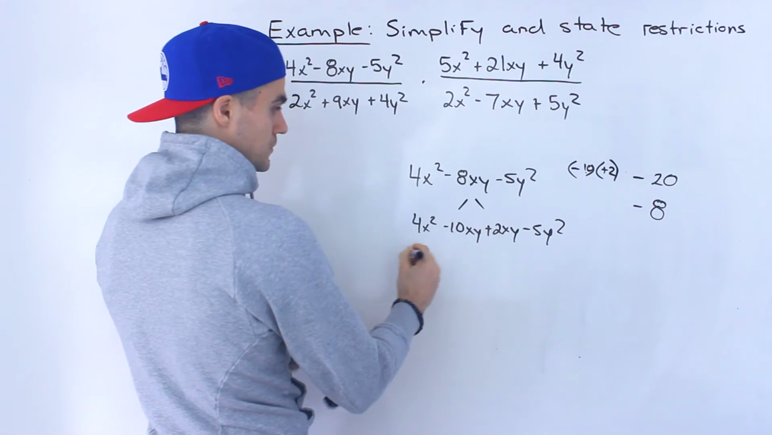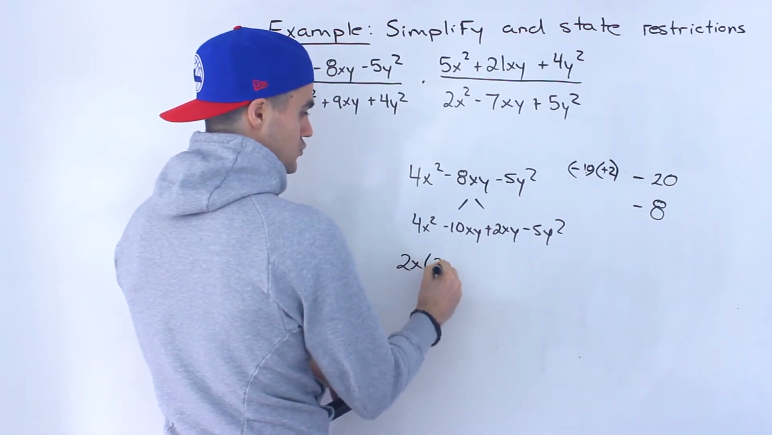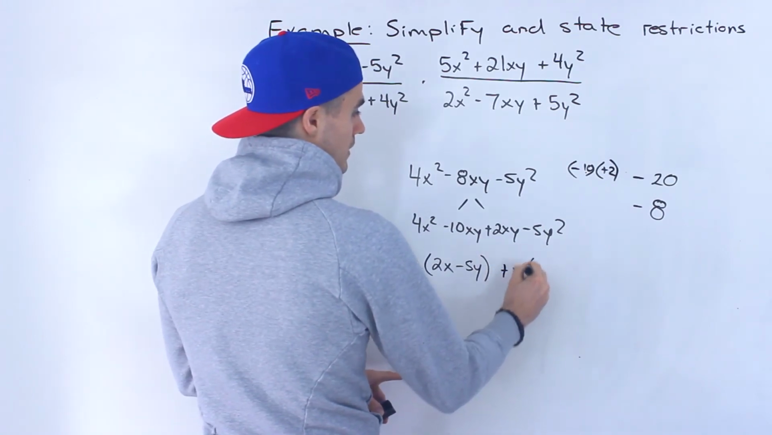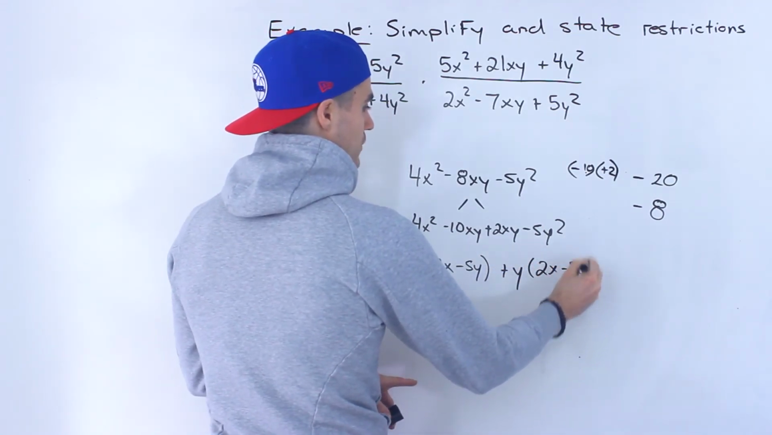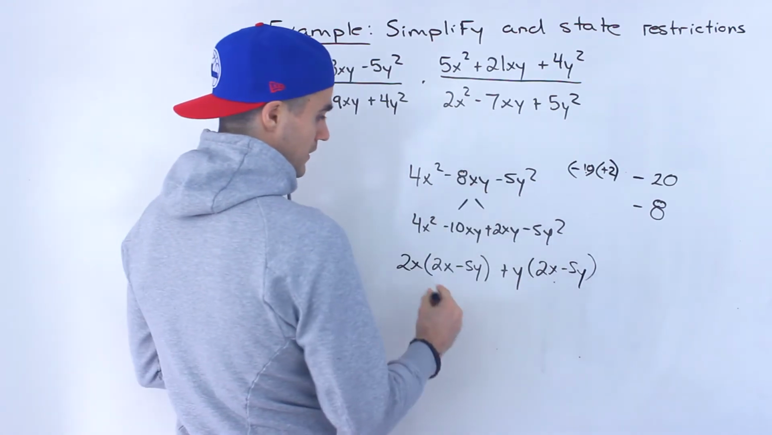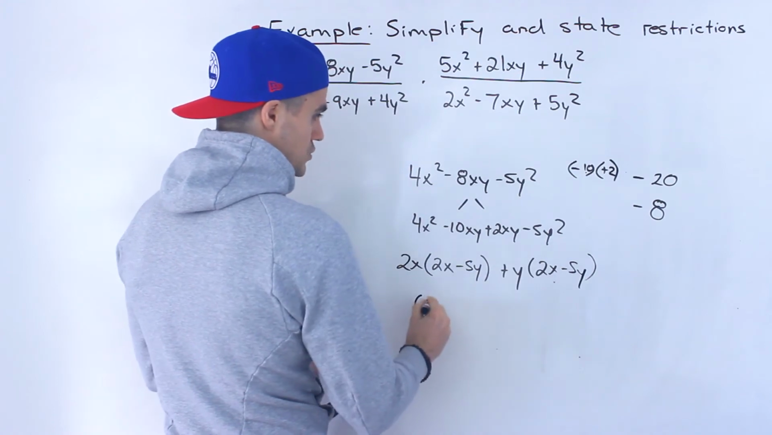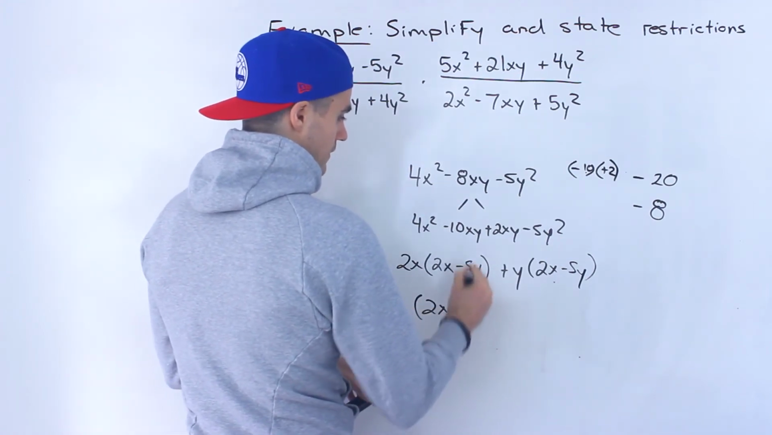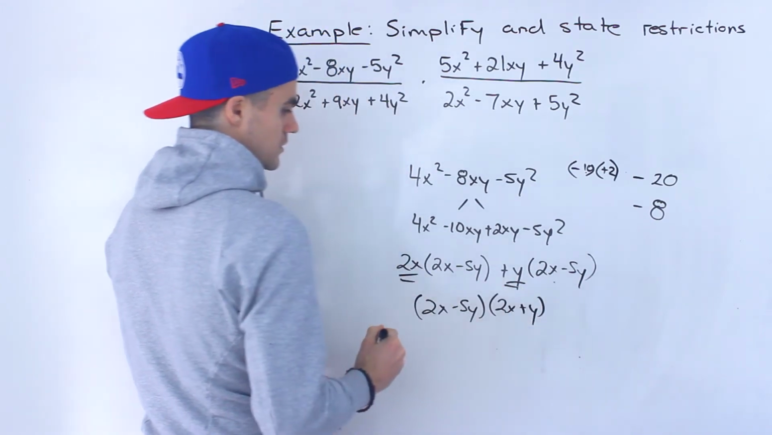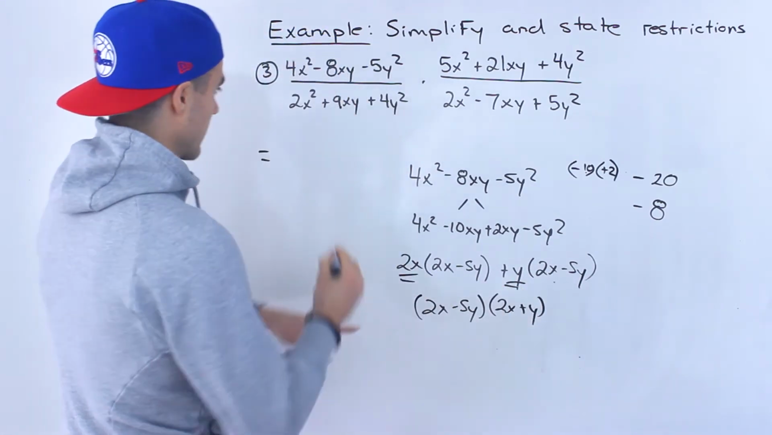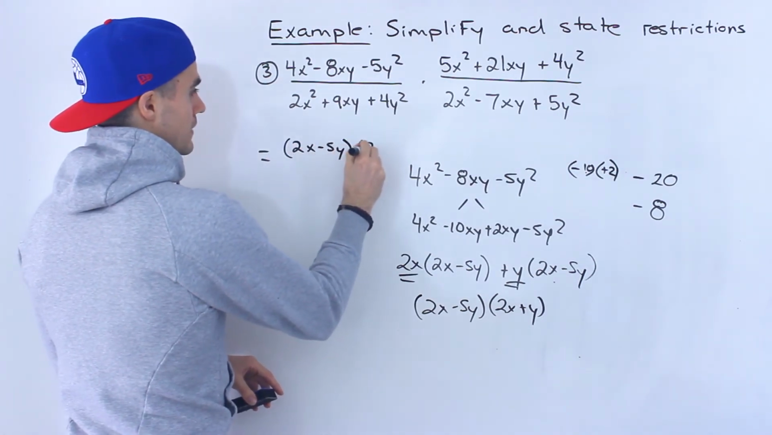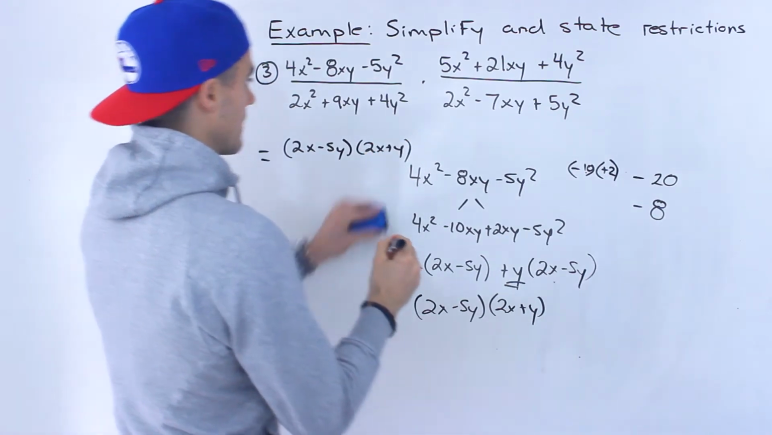So notice that from these two, we could take out a 2x, so we'd be left with 2x minus 5y. Then over here, notice we could take out a y, and we'd be left with 2x minus 5y. Remember with decomposition, these two brackets should be the same. If they're not the same, something went wrong before. So now we could take out this 2x minus 5y, and then we would be left with a 2x plus y, right? Those terms right there. So this factors into that. So we'll have 2x minus 5y and then 2x plus y, like that.